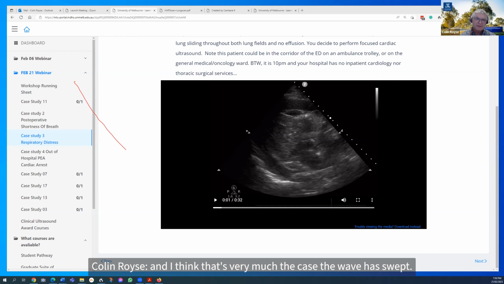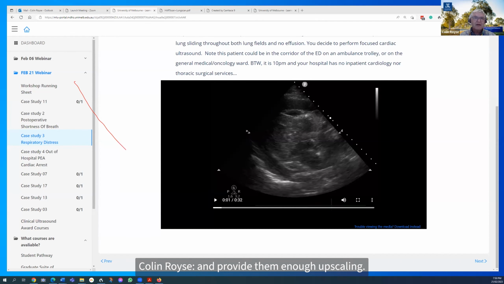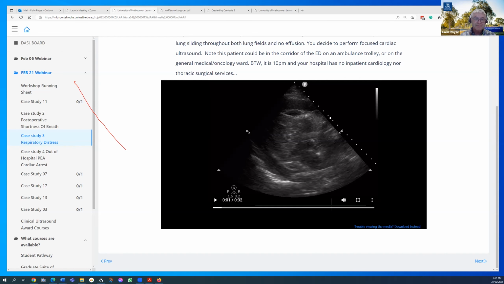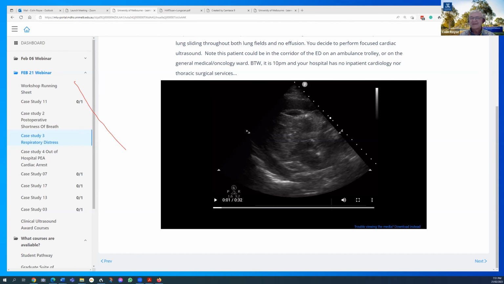The wave has swept. And the real challenge now is, how do we get enough people to see that this is important to be a regular practice and provide them enough upskilling? Maybe in 10 years' time, that's an unnecessary comment, because so many of our medical schools are teaching it now. And the next generation of doctors will come out already POCUS trained, and it'll be normal for them. I hope that answers your question, Ian.